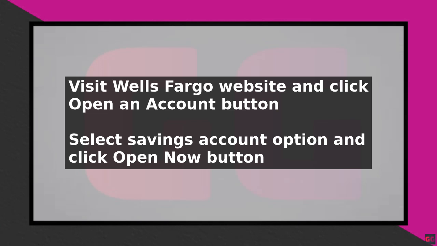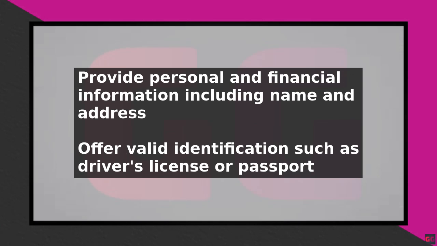You will be required to provide some personal and financial information, including your name, address, date of birth, social security number, and employment information. You will also need to provide a valid form of identification, such as a driver's license or passport. Next, you will need to fund your new savings account.